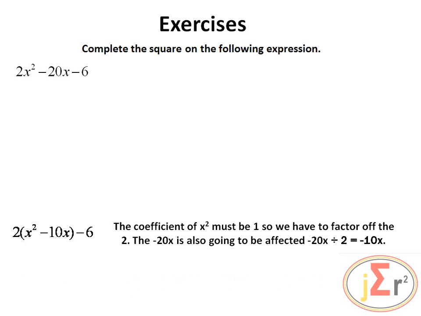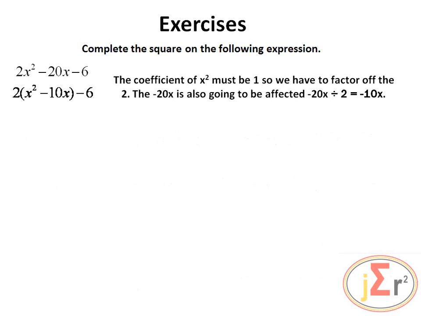So let's see if that's what we have. Lovely. And then we have a negative 6 there. And what do we do again? From here, we are going to take half of the middle coefficient as usual and square it. What is half of negative 10? Negative 5. Square negative 5, we are going to get a positive 25.